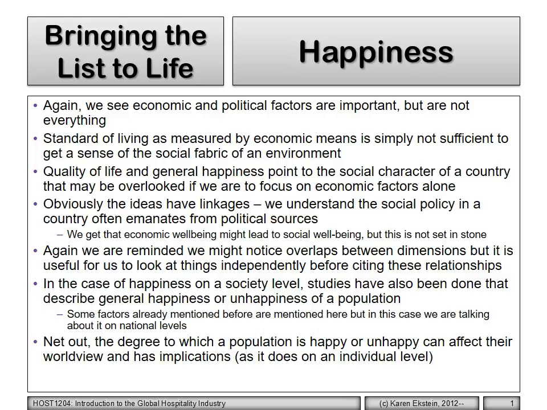In the case of happiness on a societal level, what we saw here is really not all there is about it. Studies have been done in general to describe happiness or unhappiness of a population. Some of the factors associated with happiness of a population we've already mentioned in these presentations, but there are additional ones as well. I've provided the links to those in the resources for this week's class. Net out, I think that we can assume that the degree to which a population is happy or unhappy can affect their worldview and has implications for their behavior, for their thoughts, and for their activities.